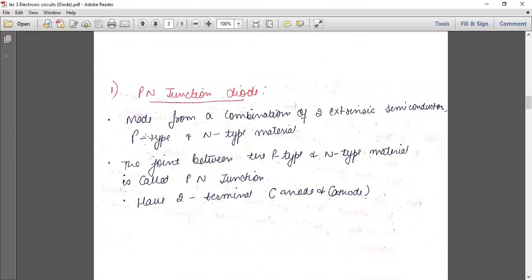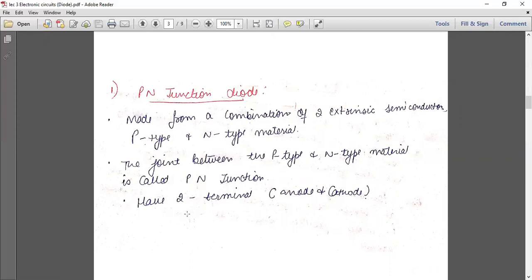A PN junction diode is made from a combination of two extrinsic semiconductors, P-type and N-type material. If we talk about the semiconductors, I already covered this topic in your previous lecture. So please go through my previous video where I properly explained the extrinsic semiconductors. The joint between the P and N-type material is called the PN junction. Where the two semiconductors meet is called the PN junction.